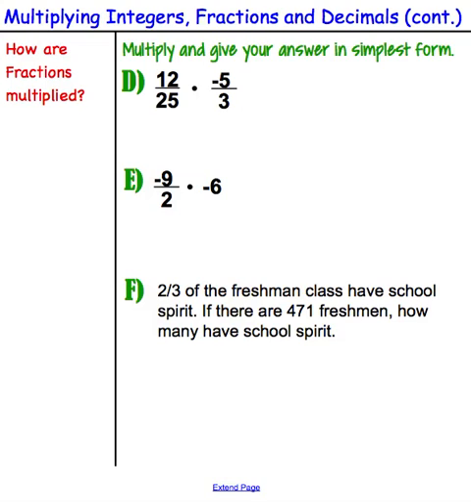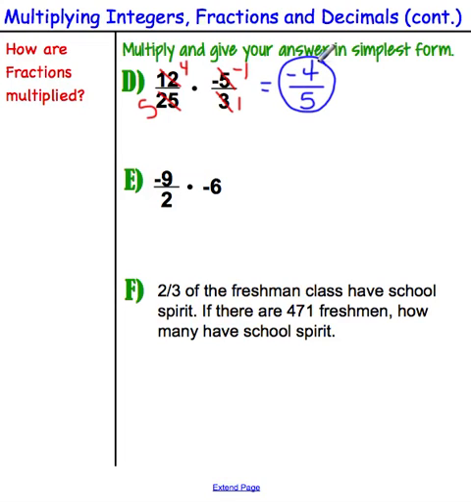And I say, well, 12 and 3, they both can be divided by 3. 12 divided by 3 is 4. 3 divided by 3 is 1. And 25 and -5, those can both be divided by 5. -5 divided by 5, I'm going to put the negative here still, -1. And 25 divided by 5 is 5. So now when I multiply across, I get 4 times -1, which is -4, and 5 times 1, which is 5, and I get -4/5 for an answer, which is already simplified.